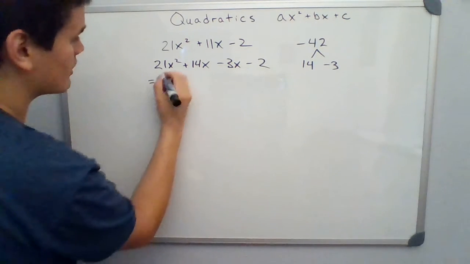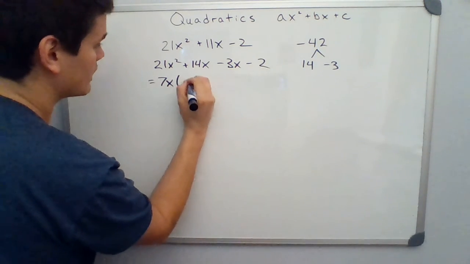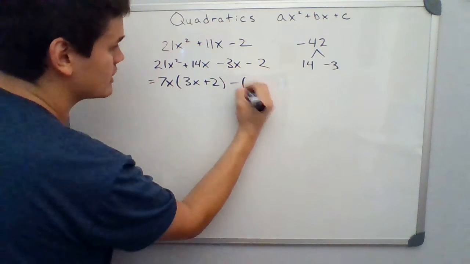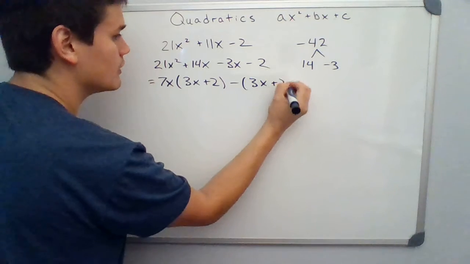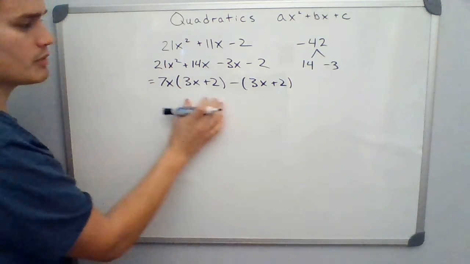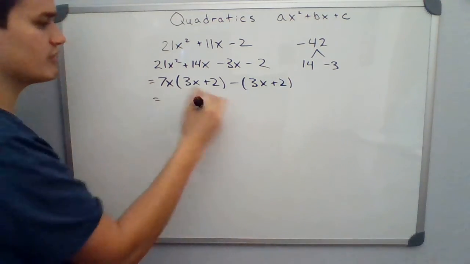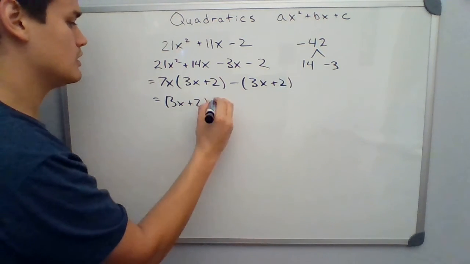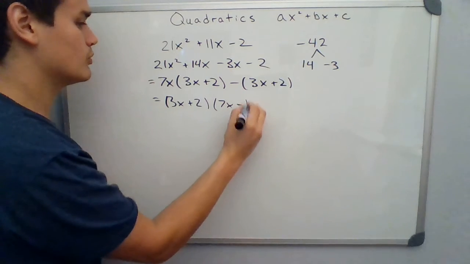Okay, and then I can factor out a 7x here, and I get 3x plus 2. I can factor out a negative 1 here, 3x plus 2. So I have the same term in parentheses here. Now I'm on the right track, and I can just factor out that 3x plus 2. And I'm left with 7x minus 1.